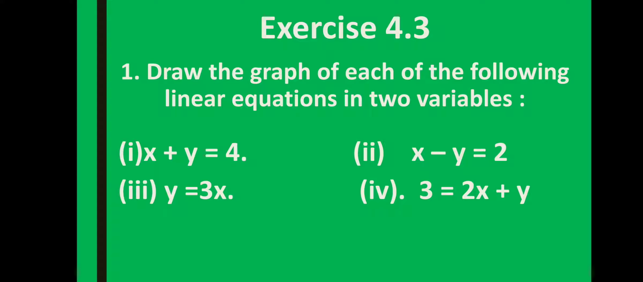The third part is y is equal to 3x. The fourth is 3 is equal to 2x plus y. Now, in the first part the equation is x plus y is equal to 4. So from this you will get the value of y in the form of x, that is y is equal to 4 minus x. Let this be equation 1.